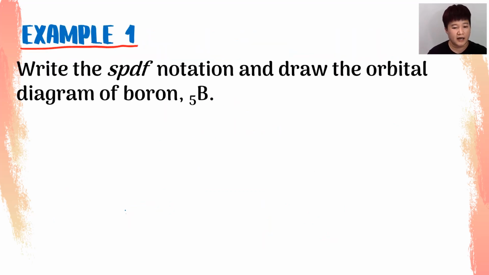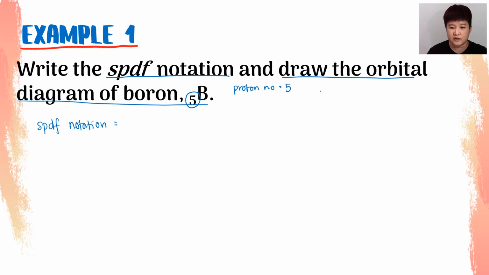The first example that I have on the screen is: write the SPDF notation and draw the orbital diagram of boron. So the SPDF notation will be, how many electrons? Boron, proton number is 5, and boron right now is neutral. So when it's neutral, the proton number will equal the number of electrons. So I will have 5 electrons to fill in.